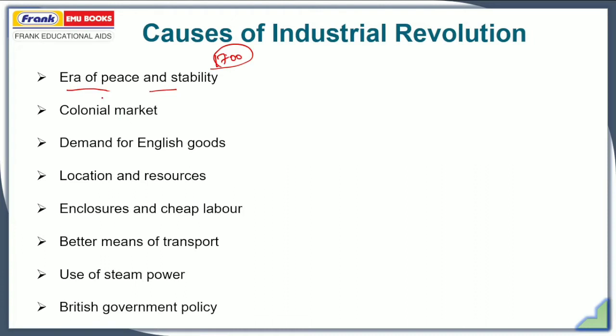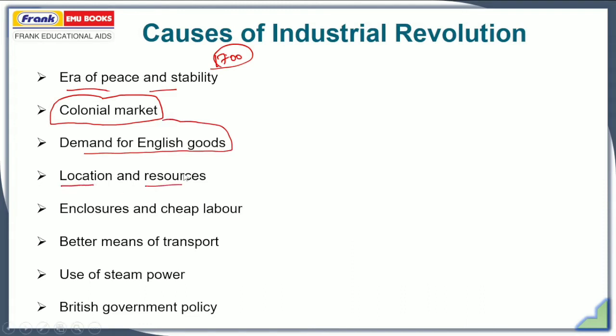Then also, colonization was at its peak, and the colonial market provided a definite market for the European countries for their goods. That means if you have a colony, then you have a definite market to sell your products. Now, demand for English goods was increasing day by day, so this also boosted the industrial revolution. The most important factor was location and resources.